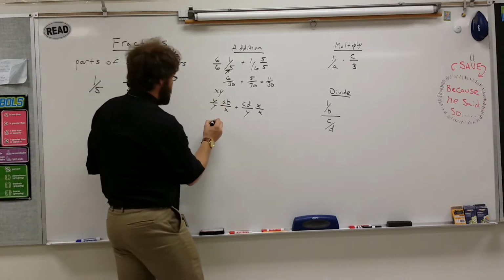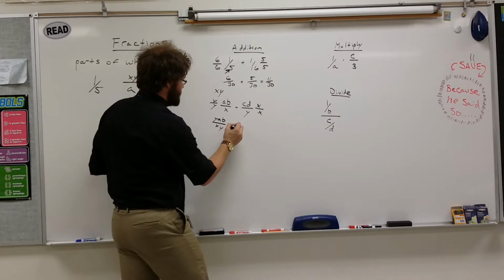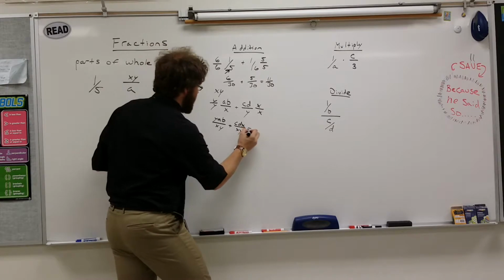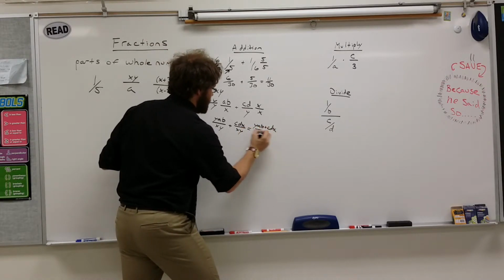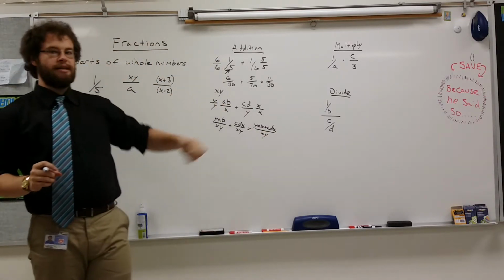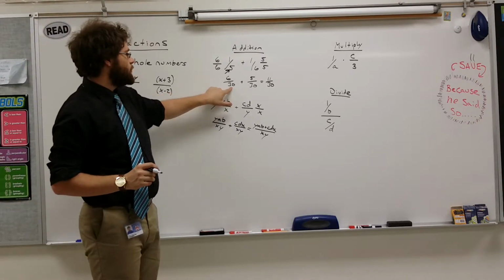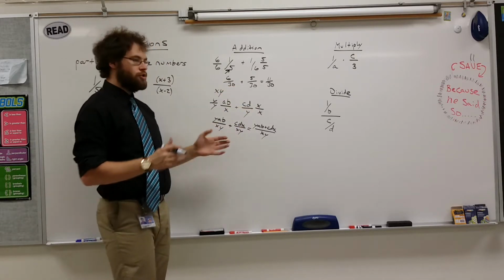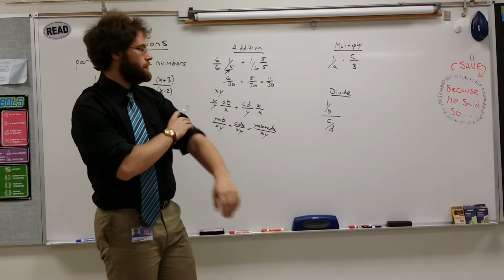When I do that, I'm going to end up getting yab over xy plus cdx over xy, which I can then add to get yab plus cdx over xy. Okay? So remember, when you're adding and subtracting, you have to have a common denominator. When it's a number, it's really easy. You just find a multiple of both of the numbers. When it's variables, usually you just multiply the variables together, and that ends up being your common denominator.